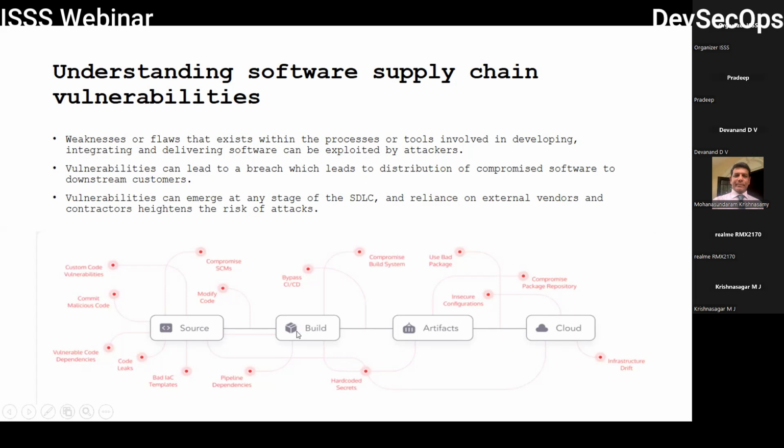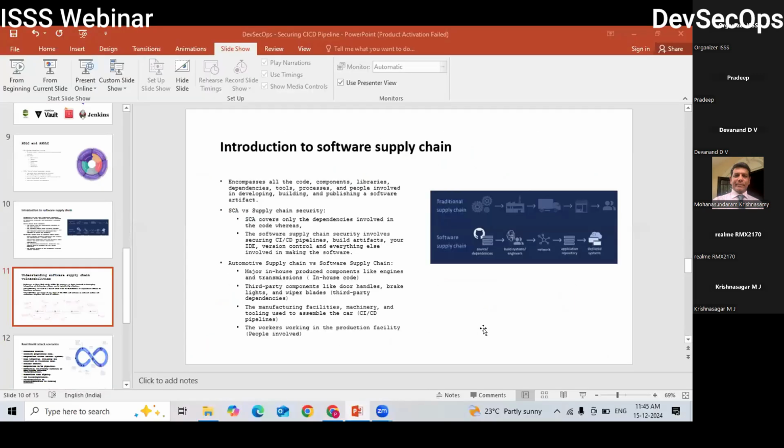And then the build happens. Sometimes in the build, some secrets are also stored, which can lead to vulnerabilities. And then the binaries are pushed into the artifacts, and then pushed into the cloud. So in various phases, issues can actually happen.